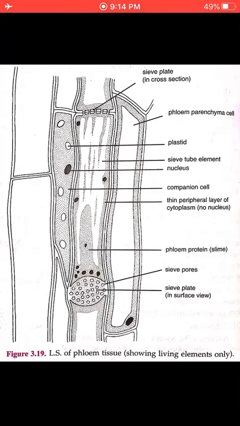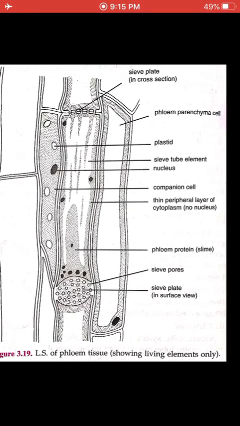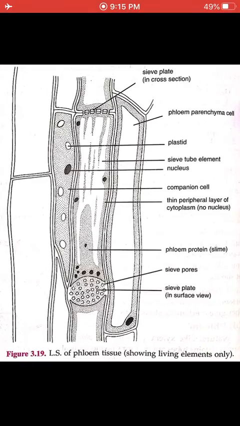Now the phloem fibers, or we can say bast fibers too. These are thick walled, elongated, somewhat spindle-shaped dead cells. Generally they provide mechanical strength to the tissue. Bast fibers obtained from some plants such as jute, hemp and flax are of commercial use. So this is all about phloem as well.